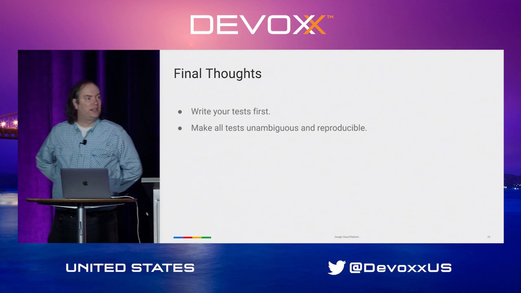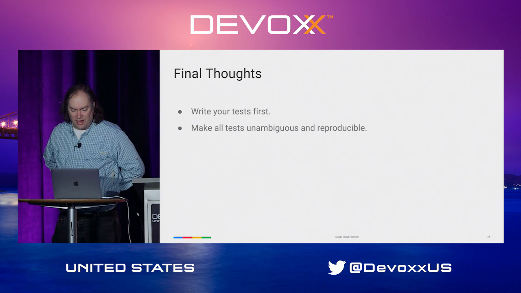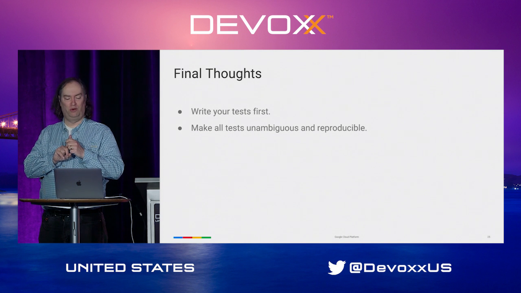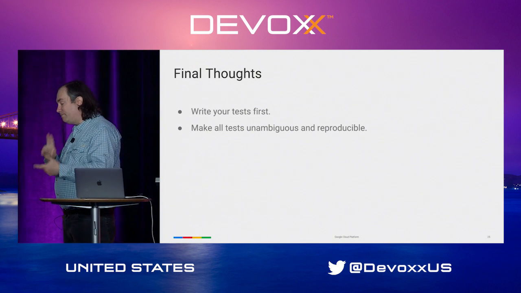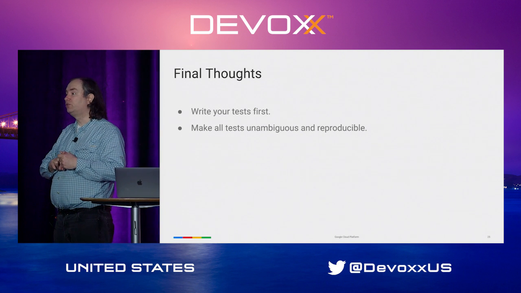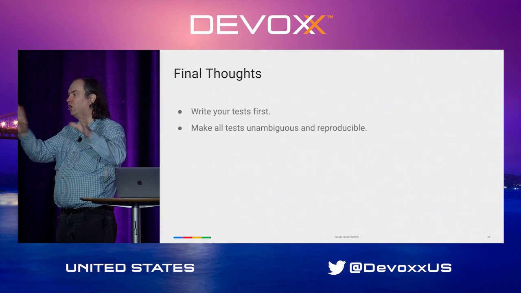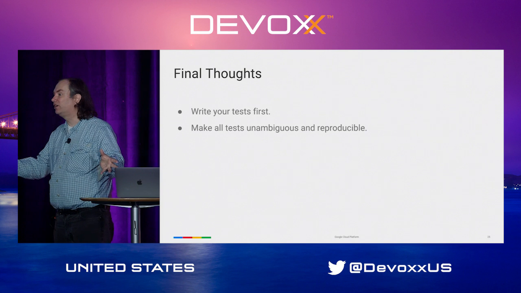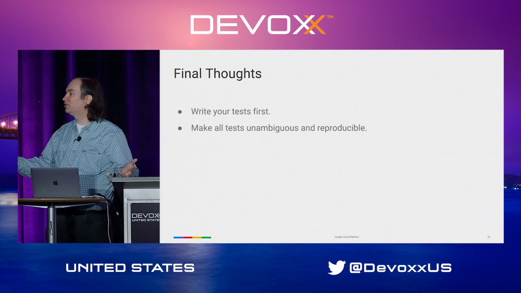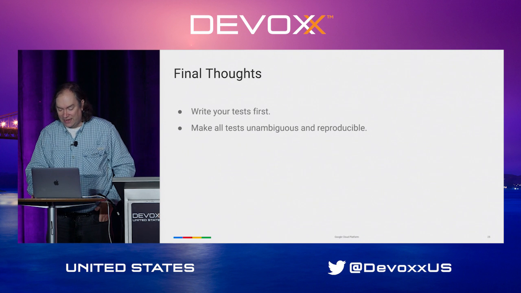Okay, final thoughts, and I think we'll have time for a few questions. Most importantly, write your tests first before you change the model code. Make all tests unambiguous and reproducible. No flakiness, no randomness, no dependence on external environmental conditions. Use a continuous build server so you can keep your tests green.